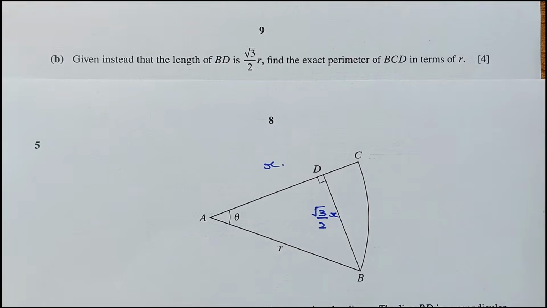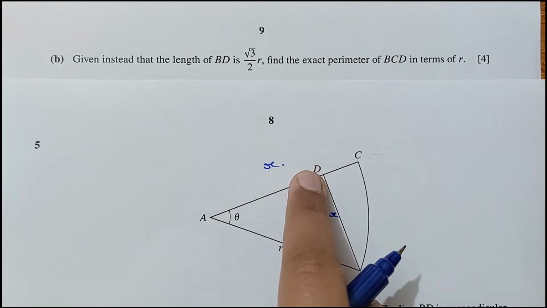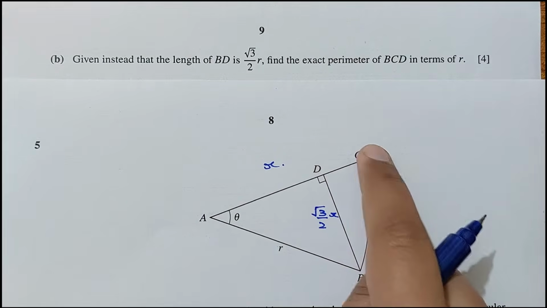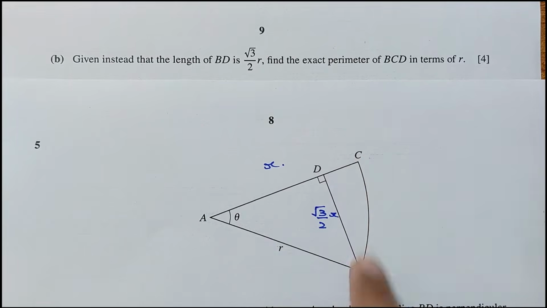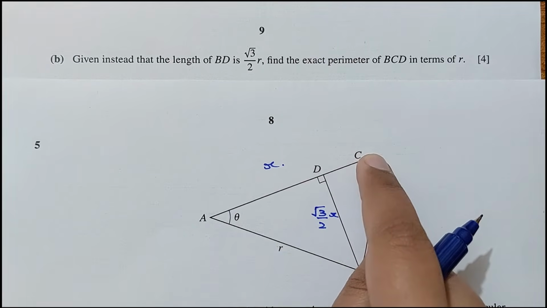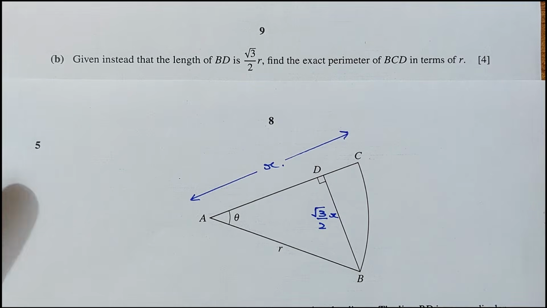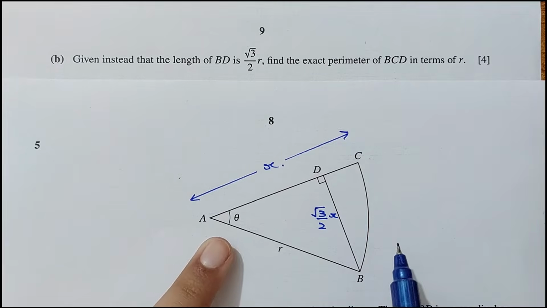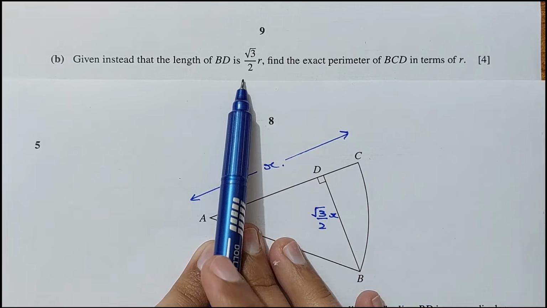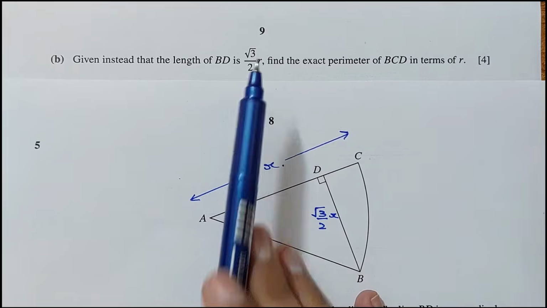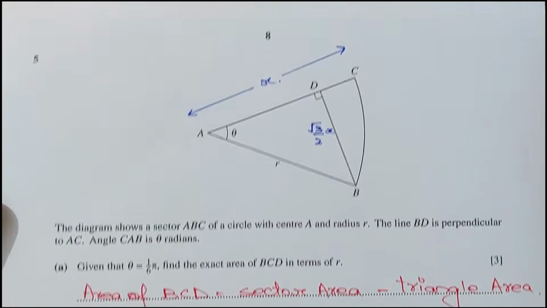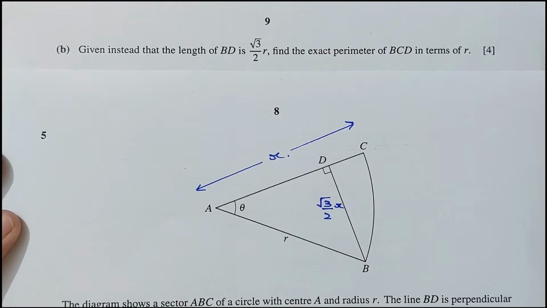Okay, so to find this perimeter, we have BD, we have to find BC and DC. Okay, so for BC, this is the arc length of a sector, right? So let me use the arc length of a sector first. But before using the arc length, we have to find the angle theta, because theta is not given in this question, right? We were given theta pi by 6 for part A, but we are not using it for part B.